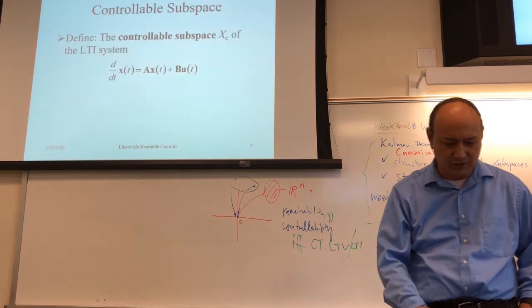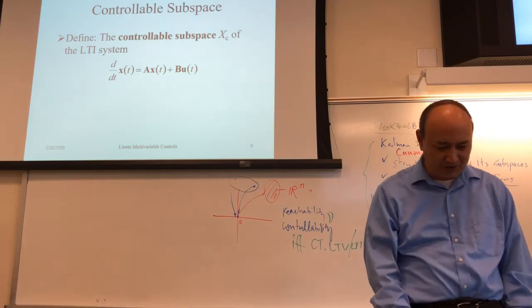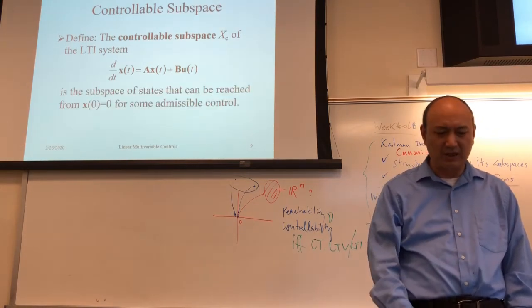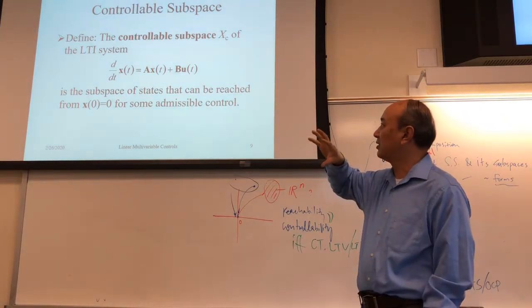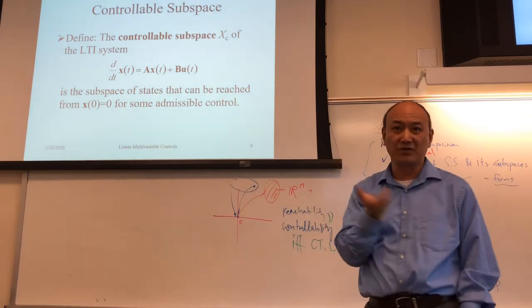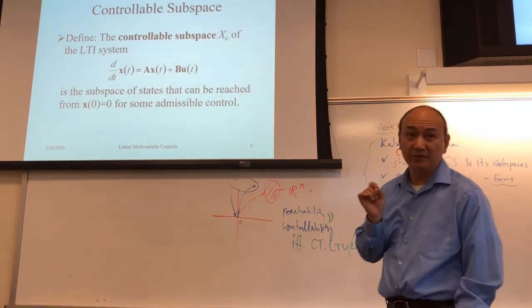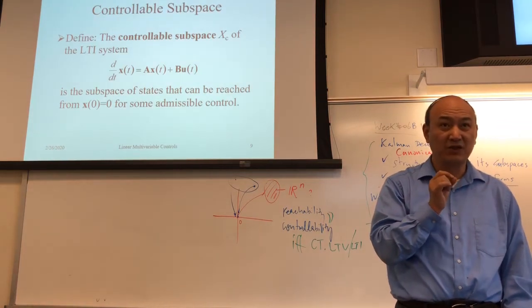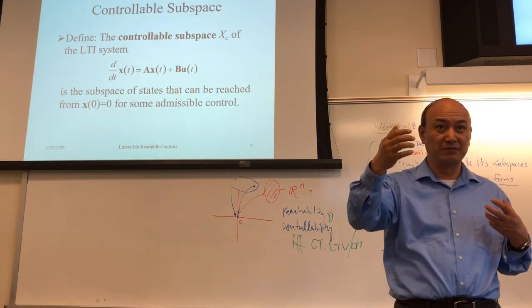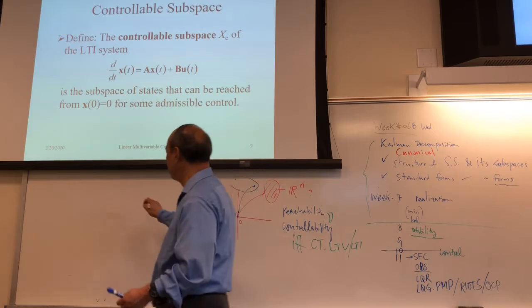So let's talk about the controllable subspace. First I want you to tell me why, in the system Ax plus Bu, some parts are not controllable and some parts are controllable. Why? Is that the structure of the system, or because you didn't choose the state variables carefully? So what is the state variable?